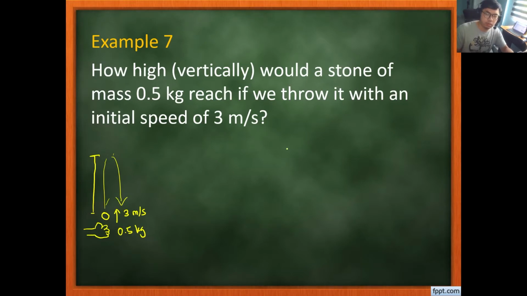Okay. When we throw this stone, we are giving it kinetic energy, and then as this stone reaches the maximum height, all that kinetic energy is converted into gravitational potential energy. So the kinetic energy is equal to the gravitational potential energy when the stone is at the highest point. So how high vertically at its highest point? And then it's just a matter of putting in the equations.